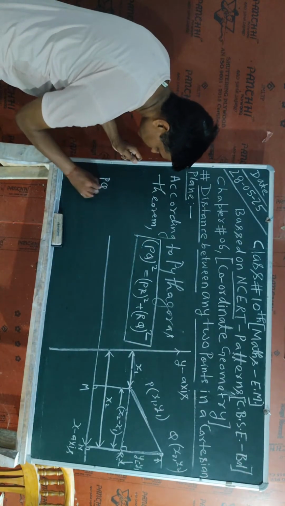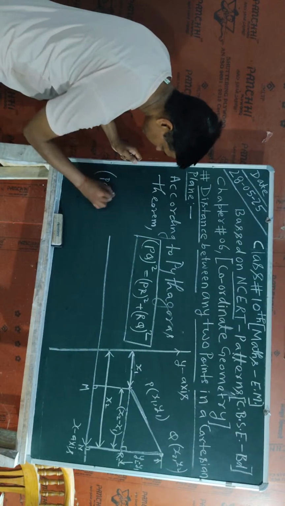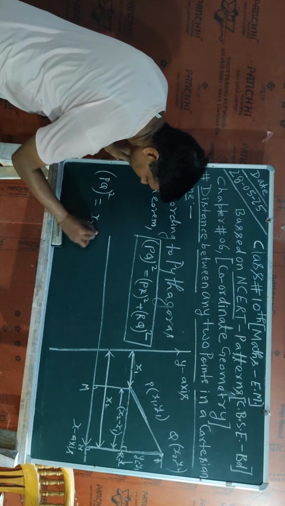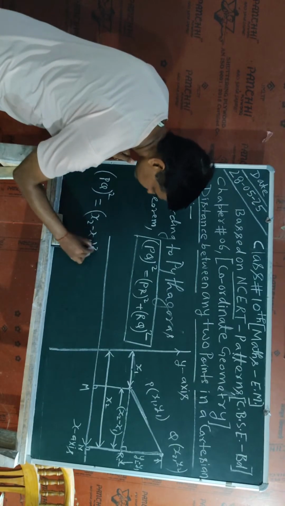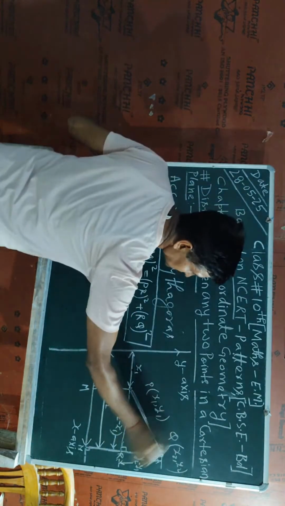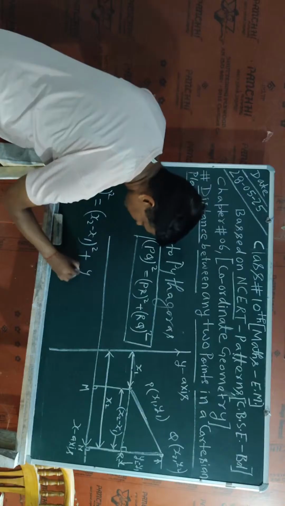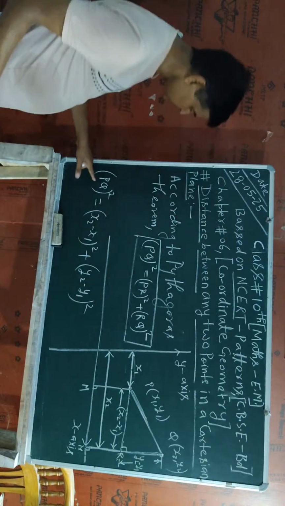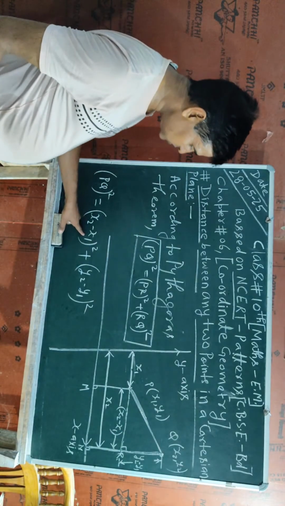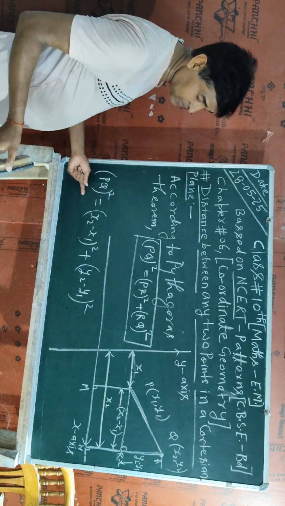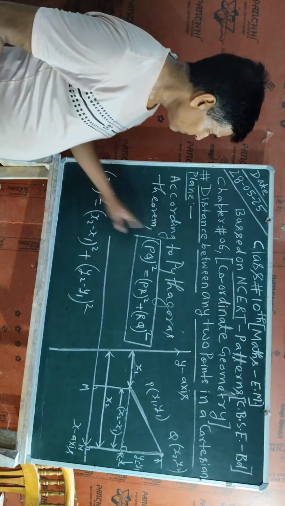So PQ whole square is equal to PR. The value of PR is x2 minus x1. So here I will write x2 minus x1 whole square plus the value of RQ. It means that y2 minus y1. So here I will write y2 minus y1 whole square. So I have written it. So PQ square is equal to x2 minus x1 whole square plus y2 minus y1 whole square. So this is the information I have got from the Pythagoras theorem.